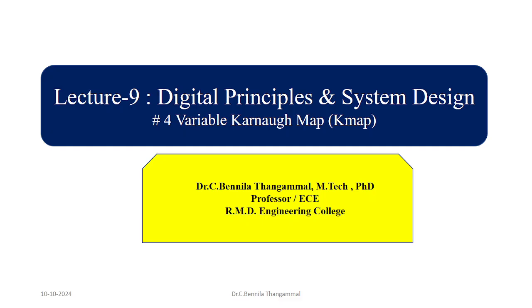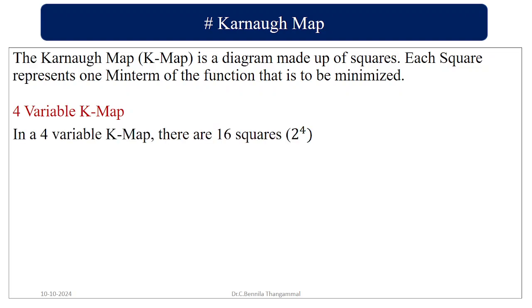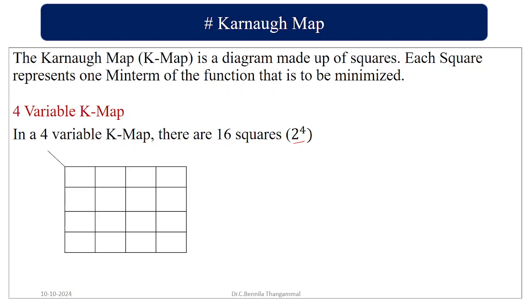Hi, today we are going to see the 4 variable coordinate map in lecture 9. We know that a coordinate map is a diagram made up of squares. So here, the 4 variable coordinate map is going to have 16 squares, because 2 power 4 is 16. So I am just going to take A, B, C, D as the 4 variables.